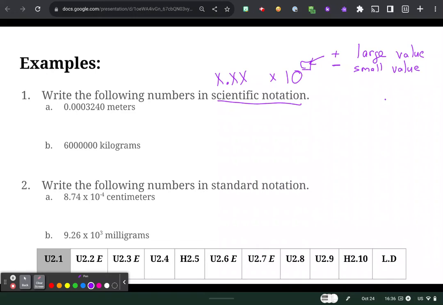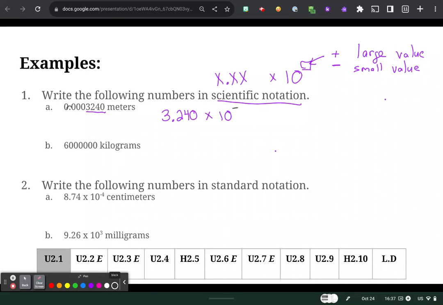So we start with the base number. With this one, I have everything but the zeros. So I'm going to do 3.240. I am going to keep that 0 on the end, and that has to do with significant figures. Then I've got times 10. Now I need to figure out, well, what is my exponent going to be? I already know it's going to be negative something because I'm working with a small number.